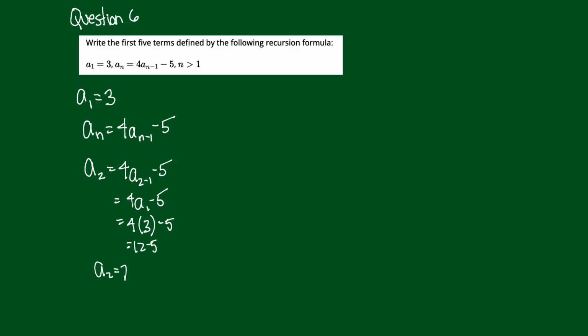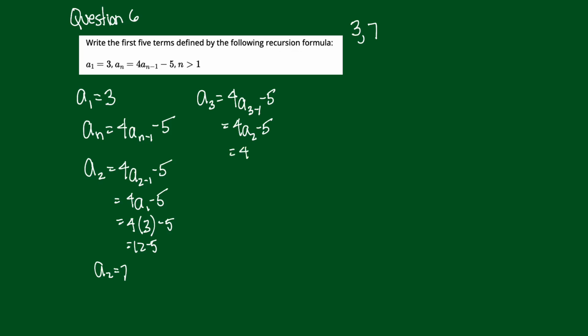Now I'm going to keep track of these terms up here at the top right. So the first term is 3. We did some work and found the second term is 7. Now, let's get the third term. So a sub 3, according to the formula, here's our formula. Just replace all the n's with 3. So a sub 3 is equal to 4 a sub 3 minus 1, minus 5. This is 4 times a sub 2 minus 5.